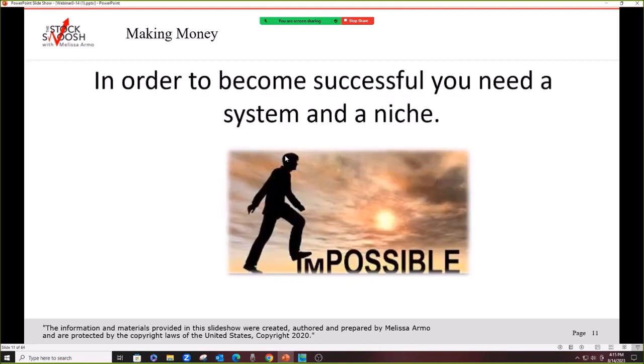So in order to become successful, you need a system, okay? And you need a niche. And that is what I've developed. I started doing this in 2008, but it took me about 3 years to develop my system. It is not impossible, but if you're starting out from scratch and you have no system, then you either have to pay and learn somebody else's system. If you come and learn my class, you learn mine, or you have to create your own.